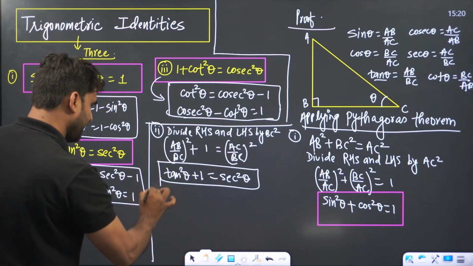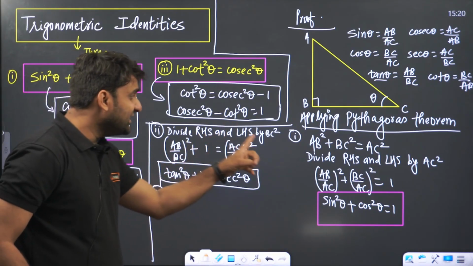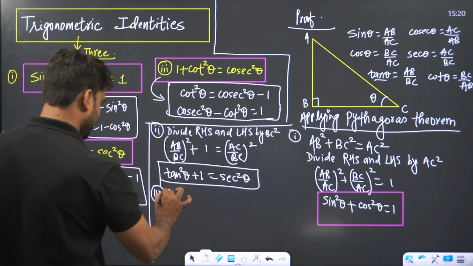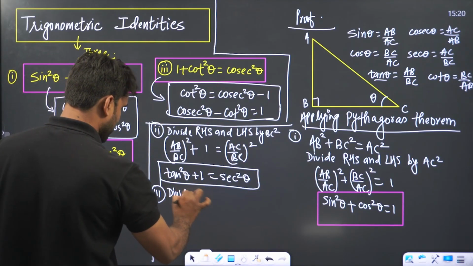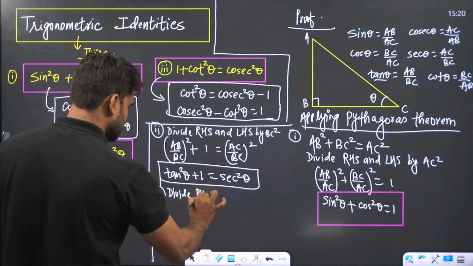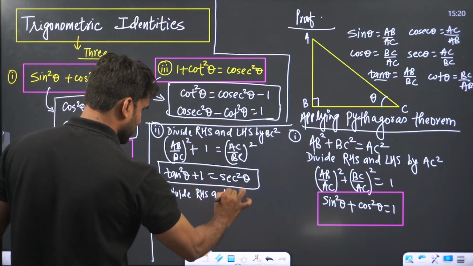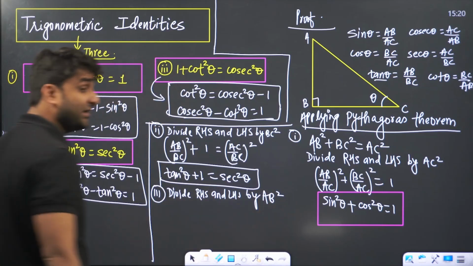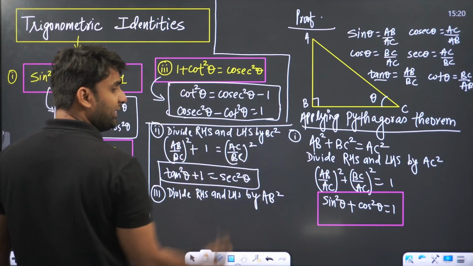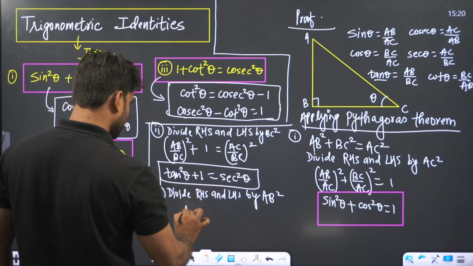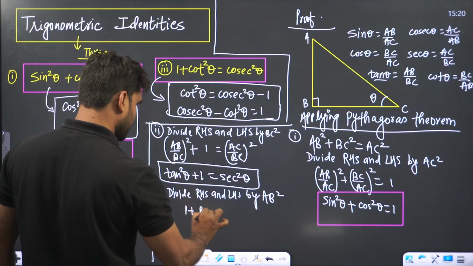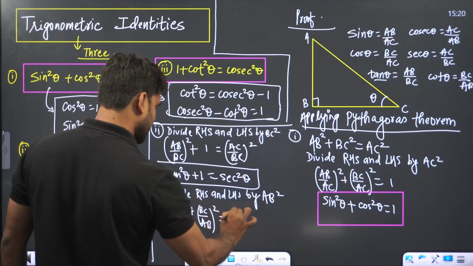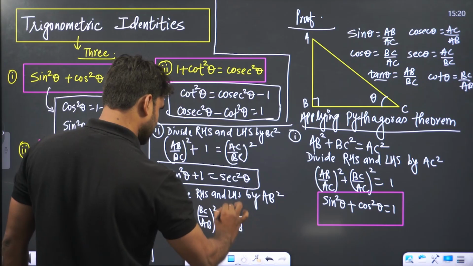In the third, what we have to do? Divide RHS and LHS by AB square. AB is remaining there. So divide RHS and LHS by AB square, and if you divide by AB square, it will become 1 because AB square is already there. So 1 plus BC by AB whole square, and this is AC by AB whole square.